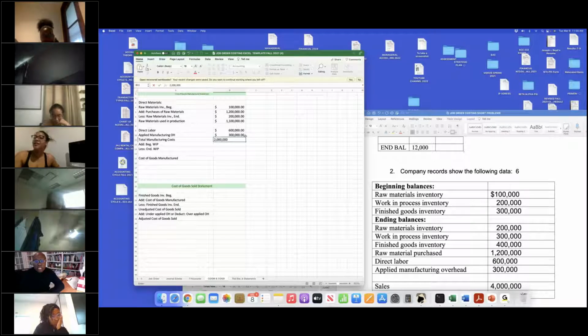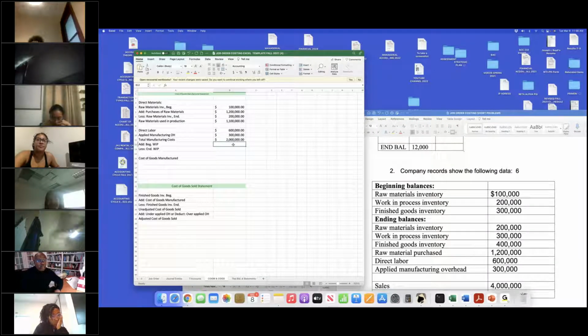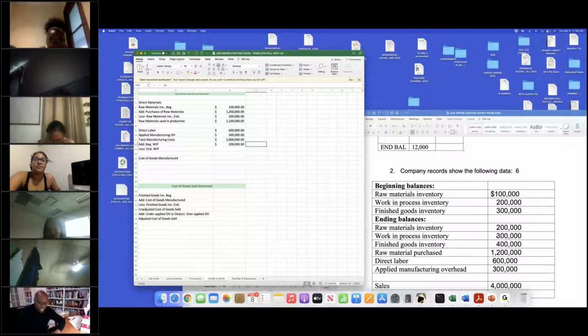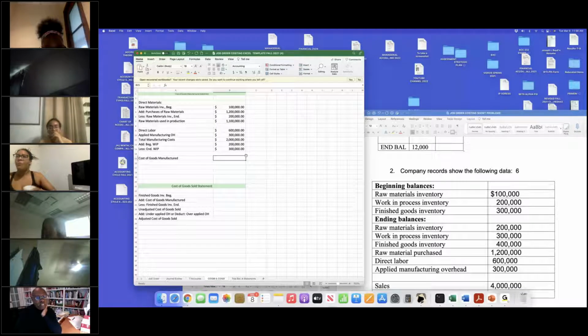Then our beginning work in process inventory was what? 200,000. So we're going to add that to the number. Our ending work in process inventory was what? 300,000. So we're going to subtract that. So what was the cost of goods manufactured? We're going to add 200 and subtract 300. So it looked like 1,000,009 to me.